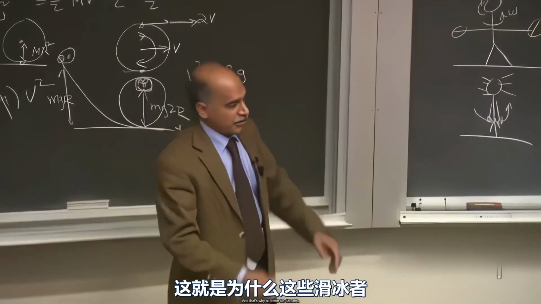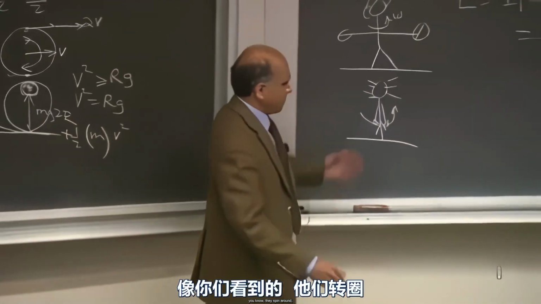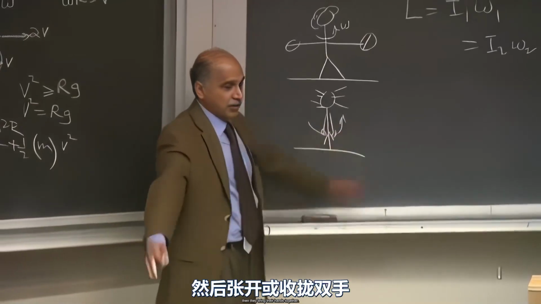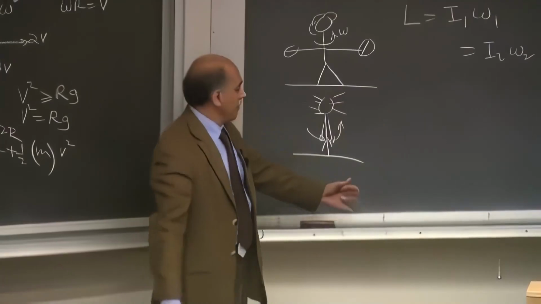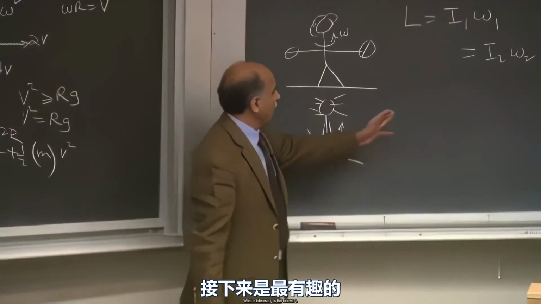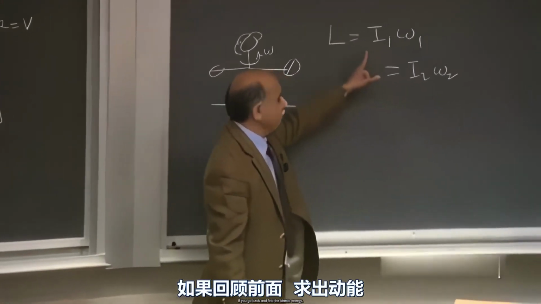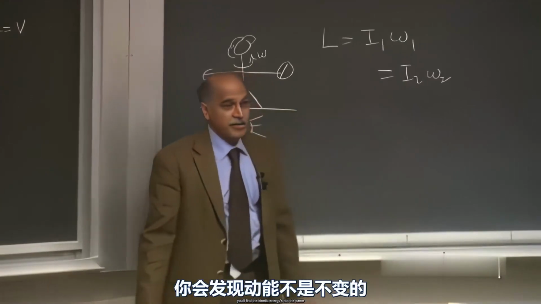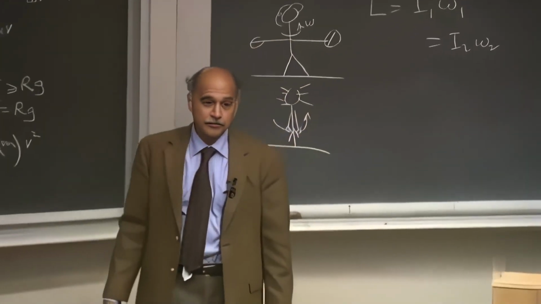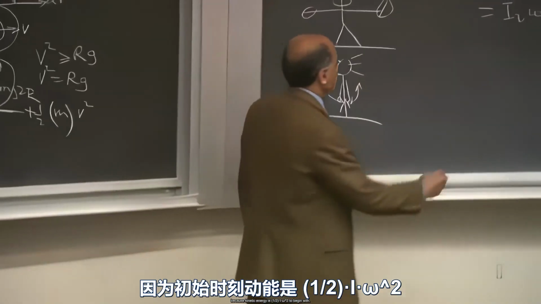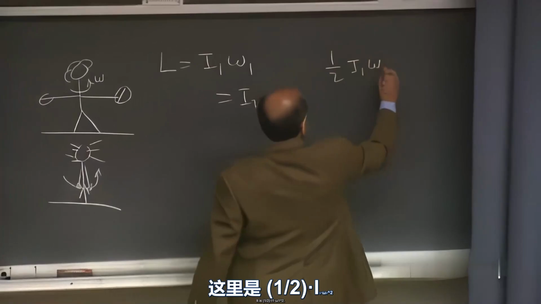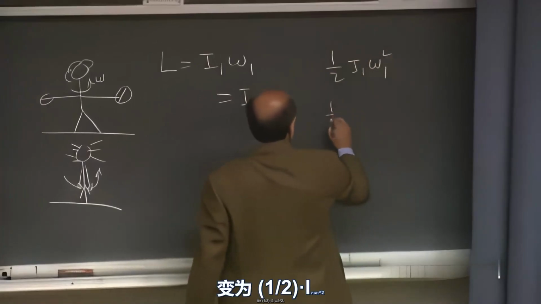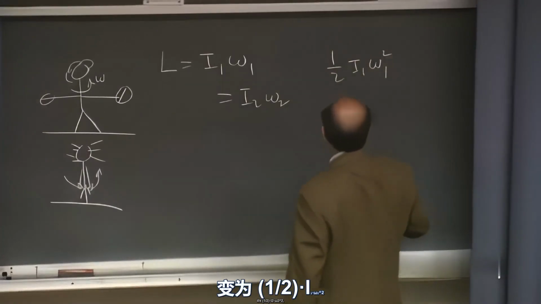And that's why all these ice dancers spin around and bring their hands together and they speed up, and they slow down, and they speed up and they slow down. What is interesting is the following. If you go back and find the kinetic energy, you will find the kinetic energy is not the same. Because kinetic energy is 1/2 I omega squared. To begin with, it was 1/2 I1 omega 1 squared. At the end of the day, it's 1/2 I2 omega 2 squared.